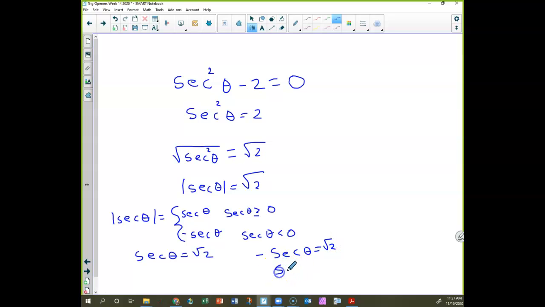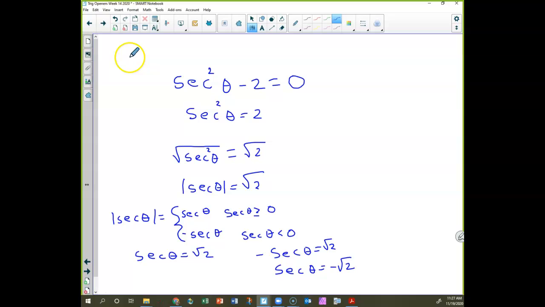Now, I don't care which one you choose. It makes no difference to me. I'll just be honest. I prefer to not have to do all the absolute value stuff in piecewise, which is why I would have factored it. But there's nothing wrong with this. Nothing at all.